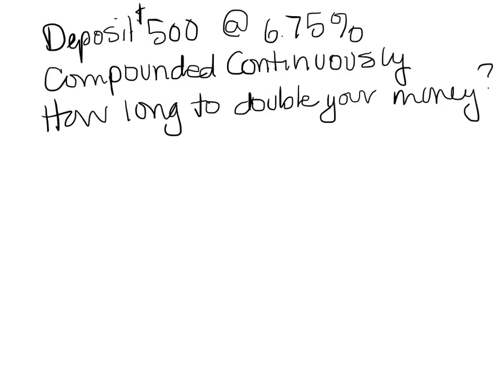Okay, here's a word problem for us. The question is, if you deposit $500 in a bank account at 6.75% interest rate, compounded continuously, how long will it take to double your money? I know we talked about doubling money, or doubling the penny, but that was every day. This is compounded continuously, so that takes precedence here. And the formula is A is equal to P e to the RT. Okay, so I'm going to use this.